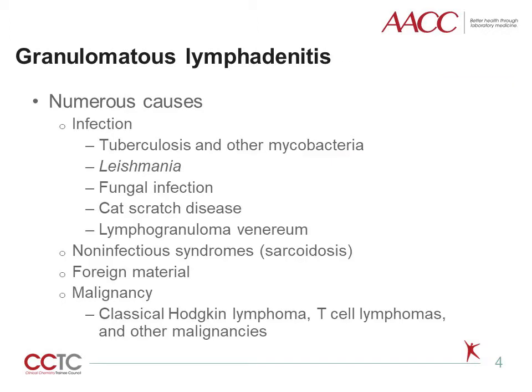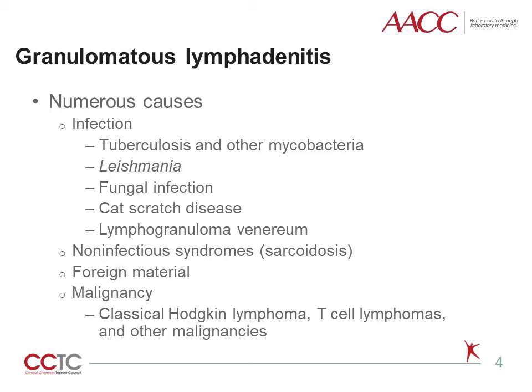The differential diagnosis for granulomatous lymphadenopathy is fairly broad. A number of different infections can cause granulomatous inflammation, including mycobacteria, leishmania, fungi, and some bacteria. Non-necrotizing granulomas are a feature of sarcoidosis. Granulomas may also be seen in foreign body reactions.